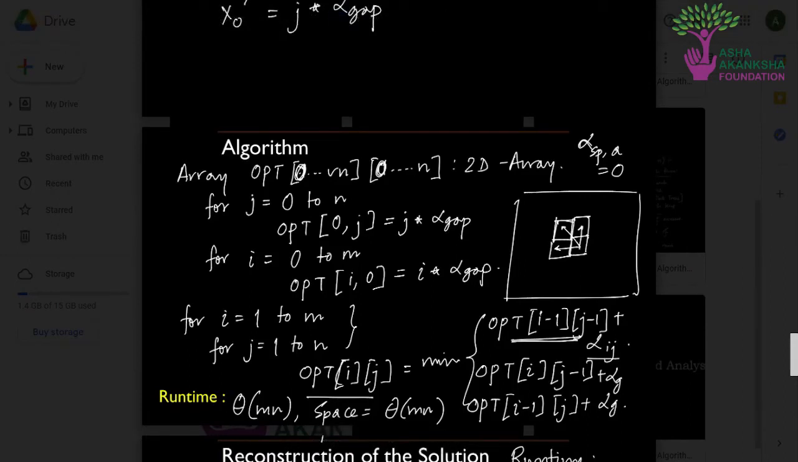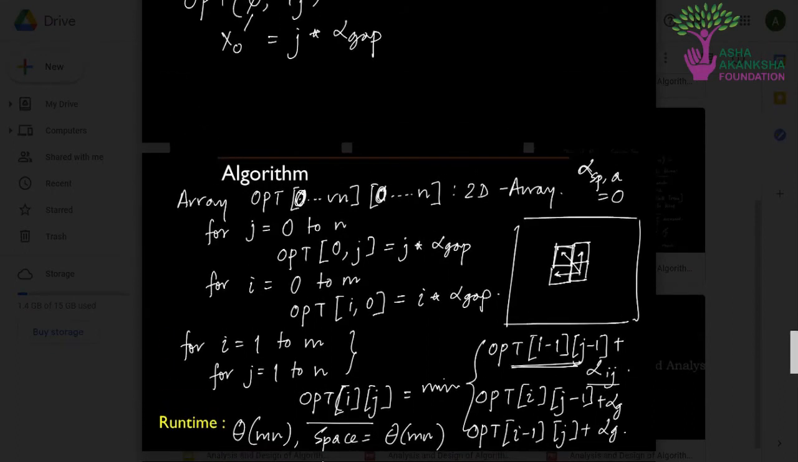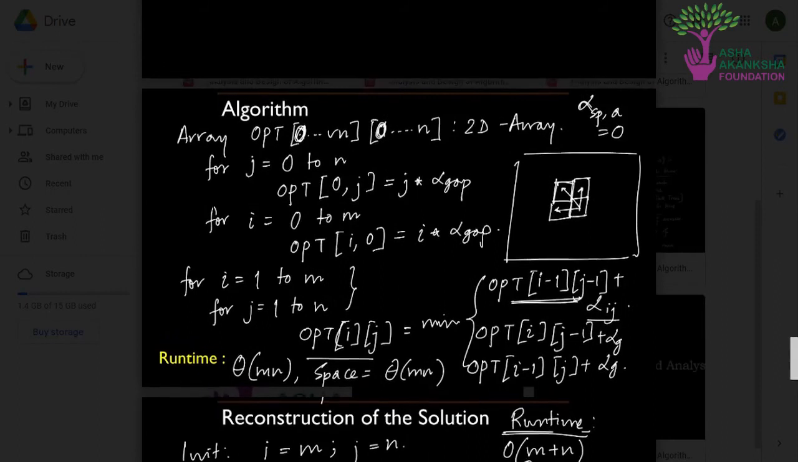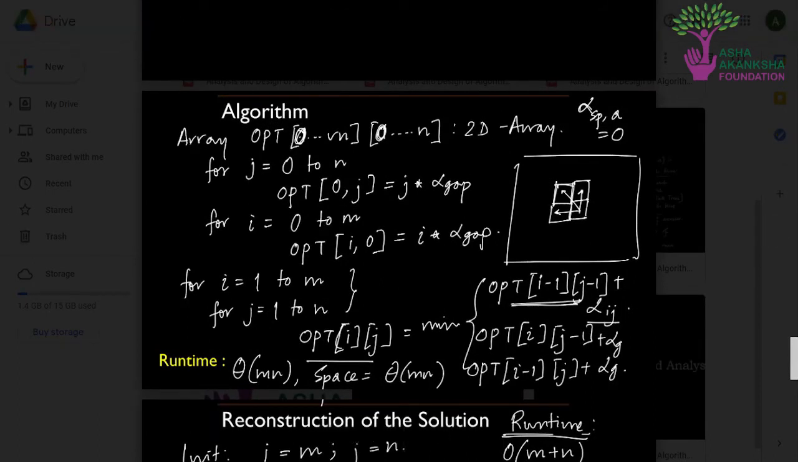Now let us discuss the DP algorithm. We will be directly discussing the iterative one. Now consider a 2D matrix whose row index is from 0 to m, and whose column index is from 0 to n.